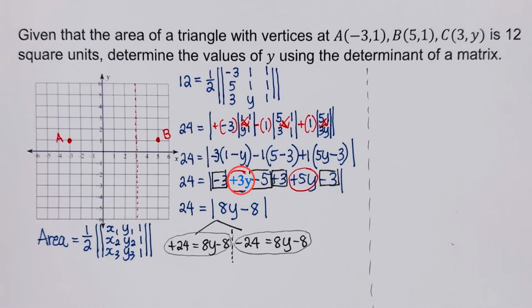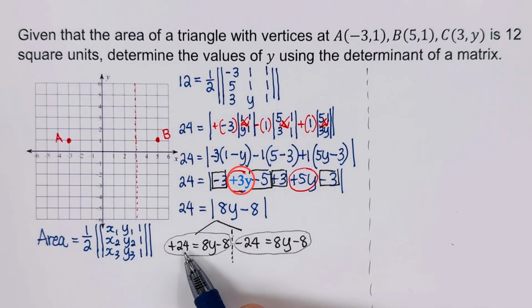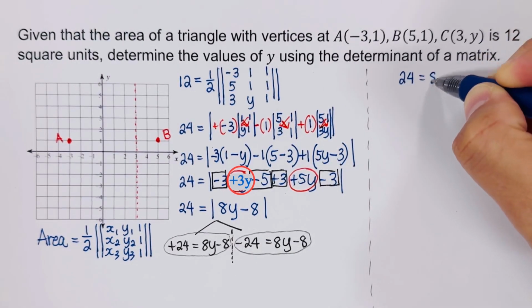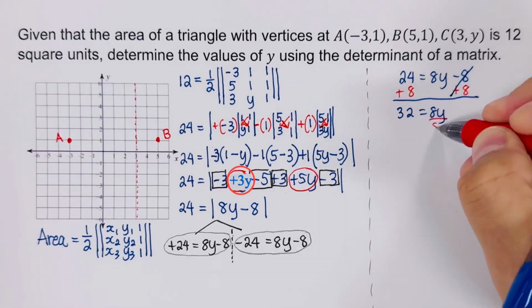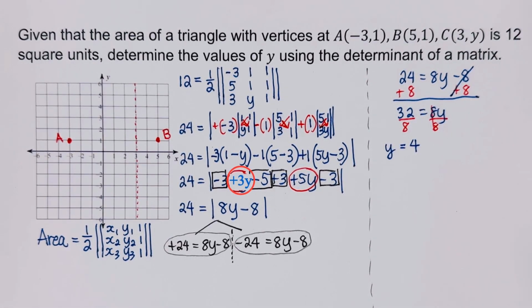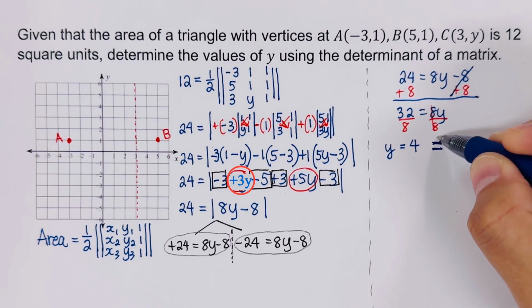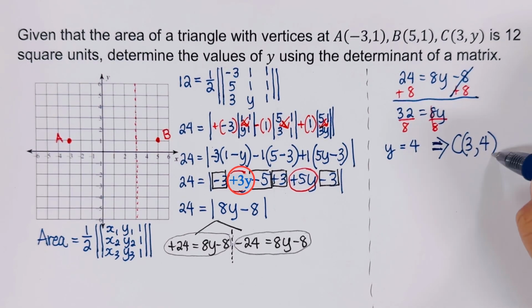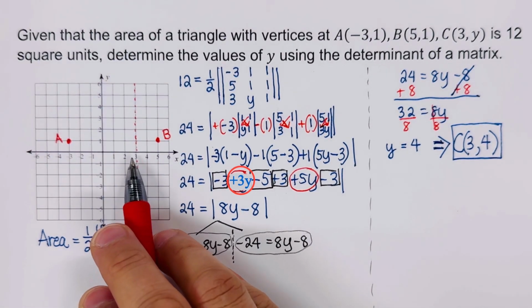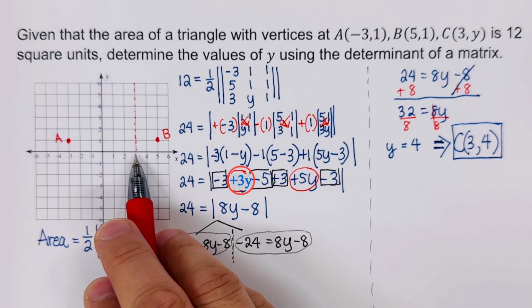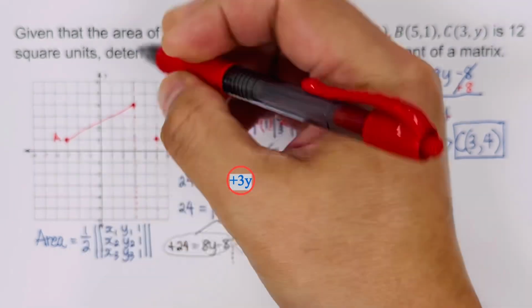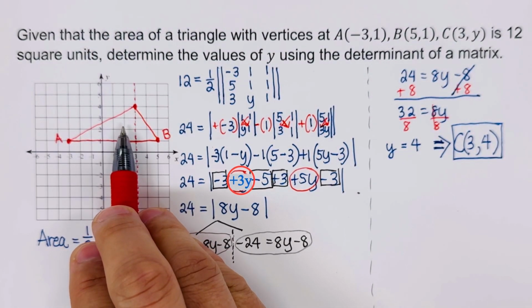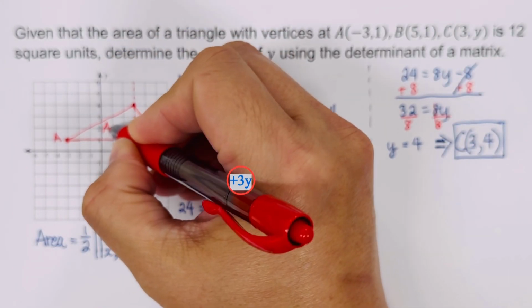So we can go ahead and solve for y from here. We're going to start with the first equation. So our first value for y is 4. This tells us that the coordinate for vertex C would be 3 and 4. So this is where vertex C is going to sit, 3 and 4. So this red triangle right here will have an area of 12.